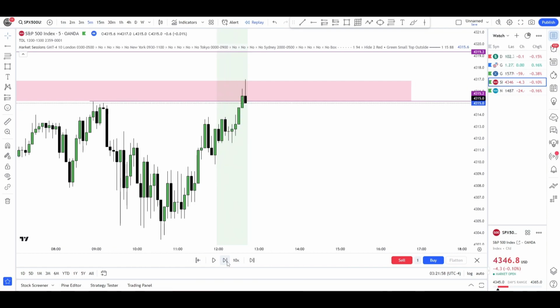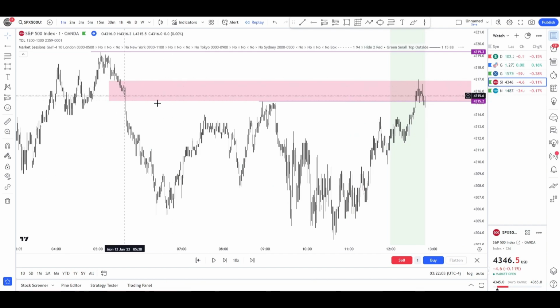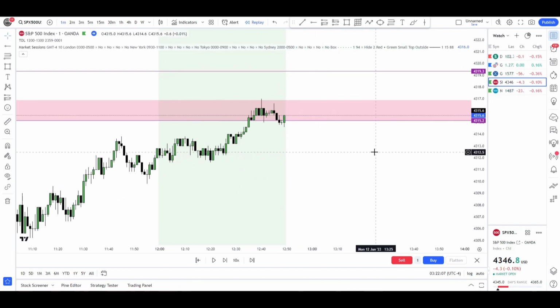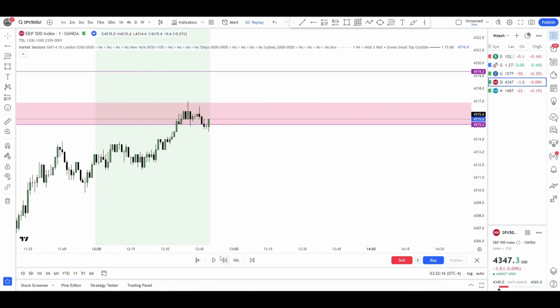So yeah, let's go here. We can already see the lunch session took out all these targets I had. Liquidity has been taken now. What we will basically be looking for is highs and lows being swept, and then a market structure shift forming.